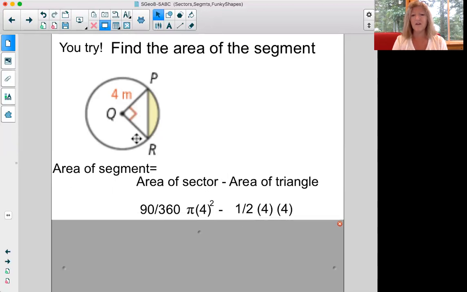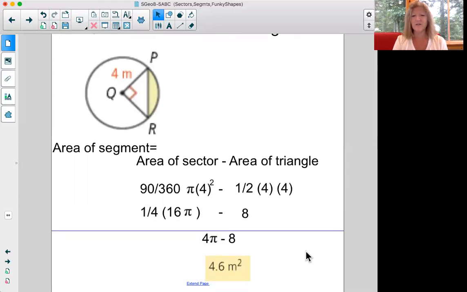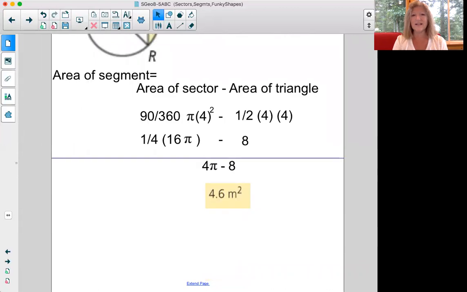To find the area of the sector, it would be a fraction, 90 over 360, times the area of the whole circle, pi r squared, where r is 4, minus the area of the right triangle, which is 1/2 base times height, or 1/2 4 times 4, because both radii are 4. And when you use your calculator, you can leave it in terms of pi, or you can get a decimal approximation. And remember to use square units for area.